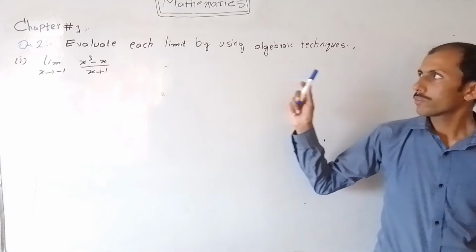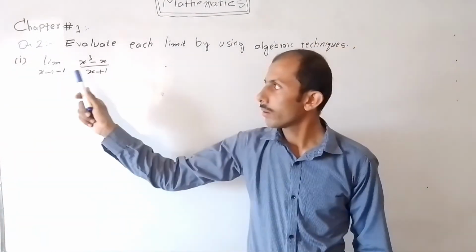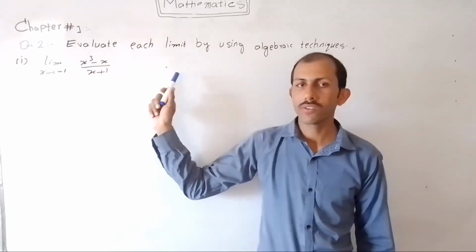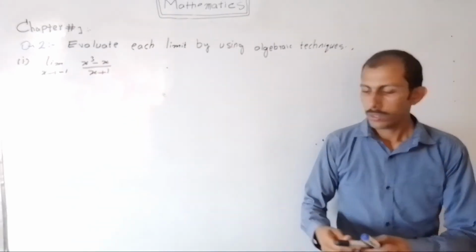Let's start question 3. Evaluate each limit by using algebraic techniques. Part 1: limit x approaches to minus 1, x cube minus x divided by x plus 1. So start.